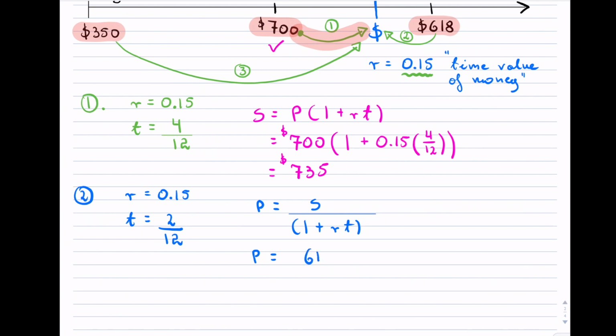So I have 618 divided by 1 plus 0.15 and 2 over 12. Notice I always keep my time as a fraction. I'll just let the calculator take care of it. Try not to change it back into decimals, especially if you have running decimals that go on. And then just use the calculator to find out what the answer is, which is what I'm going to do now.